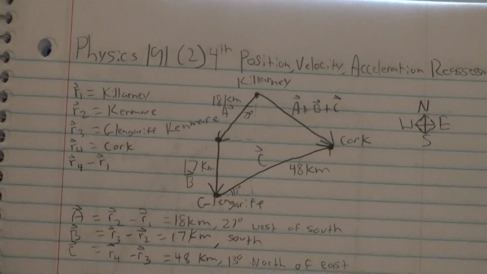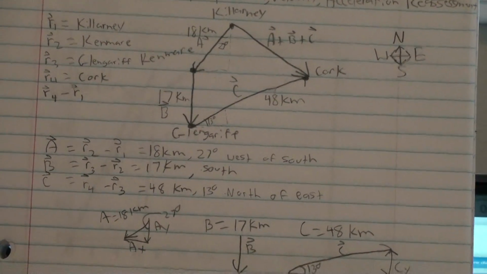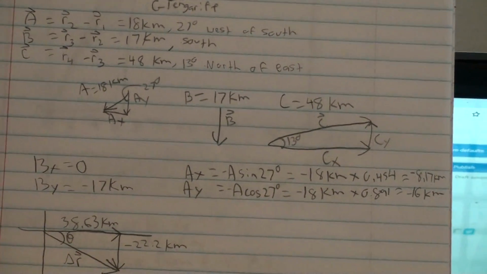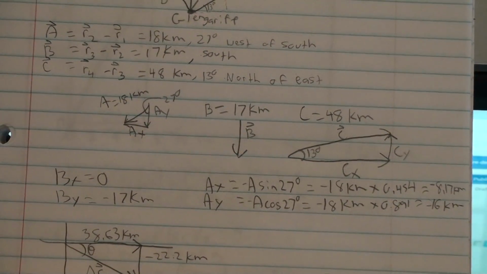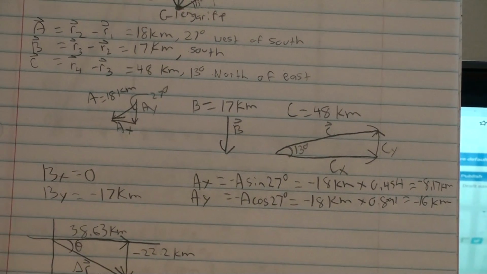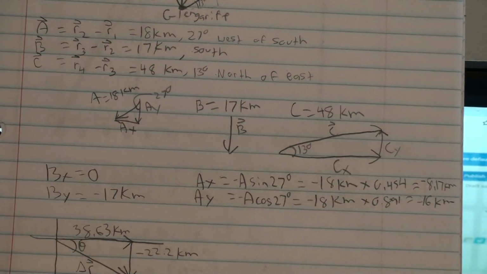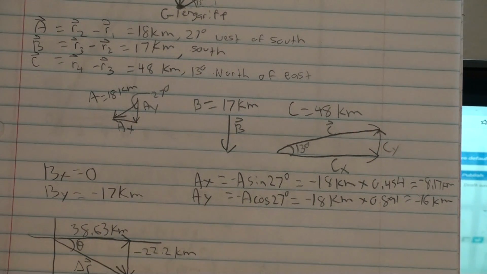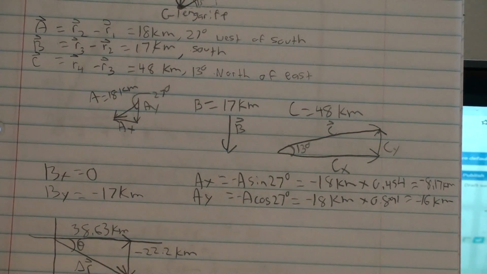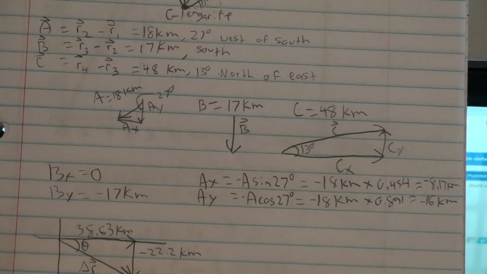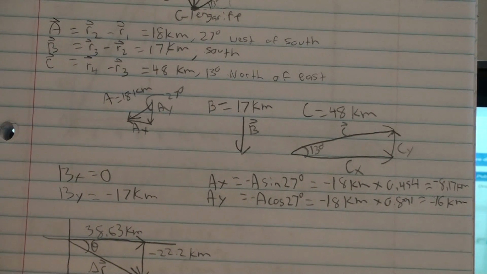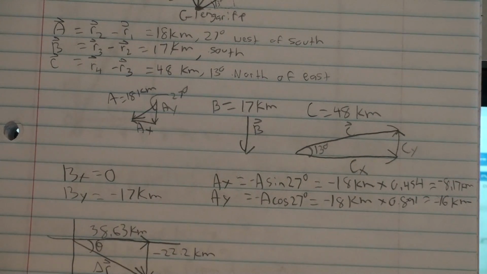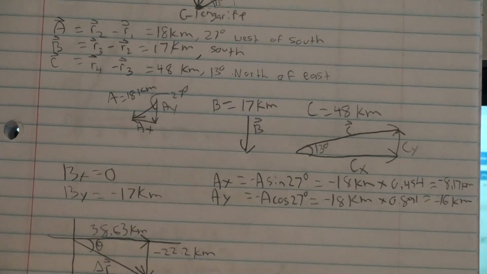Using this, I was able to obtain the equation here, which was that A in the x direction is equal to negative A sine 27 degrees, and all I did was put my values in for that, and I get that it's negative 8.17 kilometers. And then A in the y direction is going to be negative A cosine of 27 degrees, and again I put my values in, and I get negative 16 kilometers.